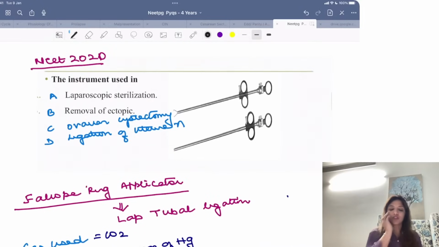Then the instrument shown is, now what is this instrument shown? This instrument is a Fallope ring applicator. You apply the Fallope ring over here, and with this you are going to go for laparoscopic sterilization, right? So you go for laparoscopic sterilization, right?